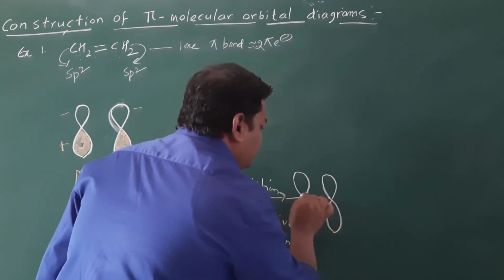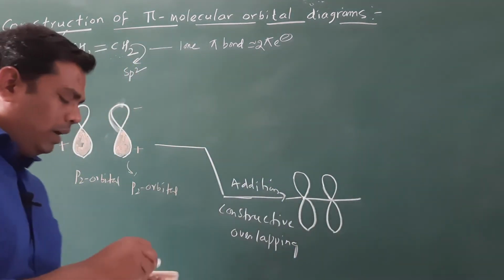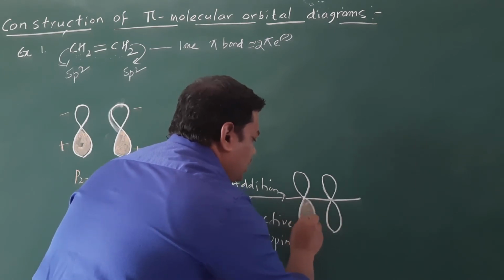Here this is the x-axis. So this is the sigma bond between the carbon atoms. Here you can see this is the nodal plane.